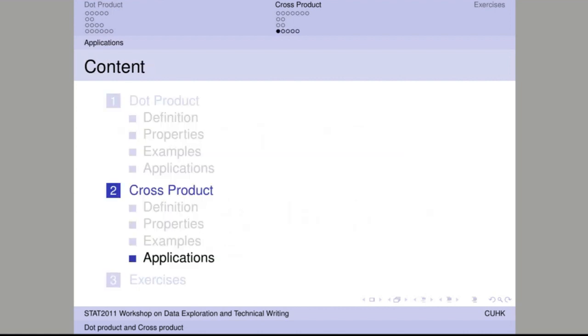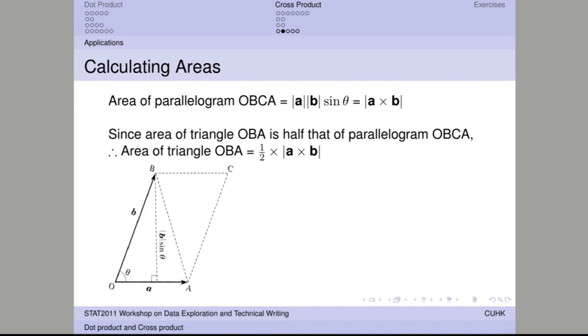Cross products can be applied in two areas. The first one is calculating the area of a parallelogram. From the figure, the area of parallelogram OBCA equals the length of A times the length of B times sine theta, that is, the magnitude of A cross B. Since the area of triangle OBA is half of that of parallelogram OBCA, the area of triangle OBA can be found by taking half of the magnitude of A cross B.